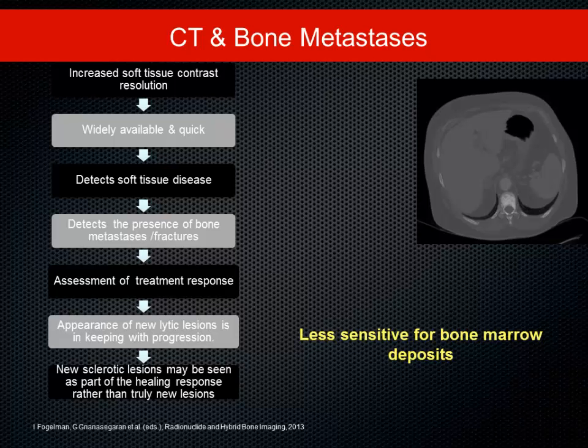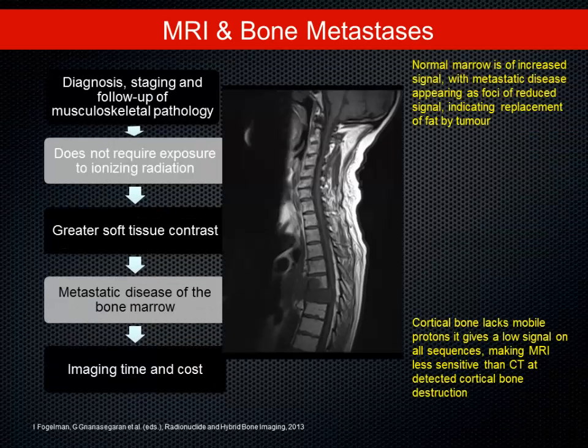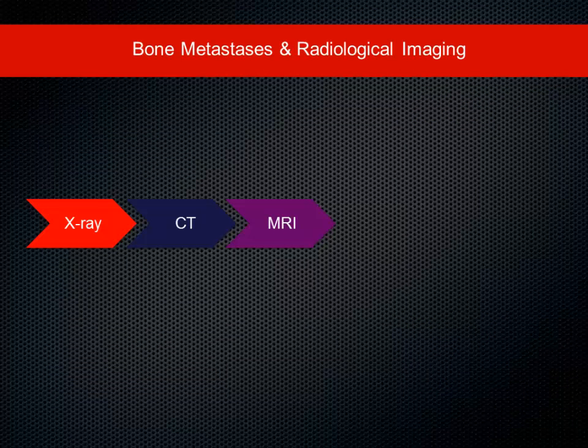CT is less sensitive for bone marrow, and therefore we have to go for higher technology, and that's an MRI. It's useful for diagnosis, staging, and follow-up of musculoskeletal pathology, with definitely greater soft tissue contrast. It detects bone marrow disease. But the problem is most departments will have about 10 CT scanners, but the number of available MRIs to use routinely for oncological and non-oncological practices is limited, you may not get adequate slots, and often it delays treatment management. Therefore, MR is quite useful, but availability plays an important role.